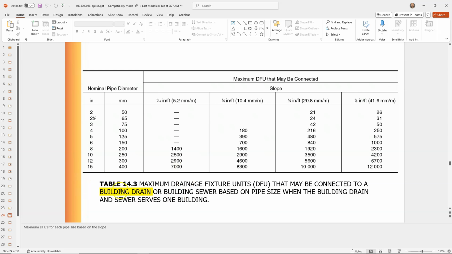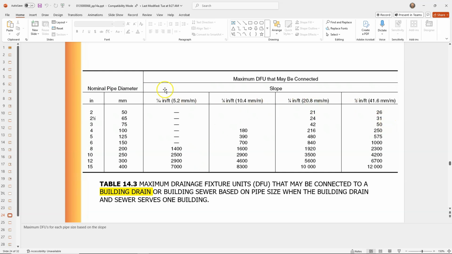Remember that when we get to the building drain, we should be including all drainage fixture units combined. So every single fixture in the entire house that's feeding into this drain is going to be summed up. We're going to have to add those all together. And the drainage fixture units, these are the maximums listed here.